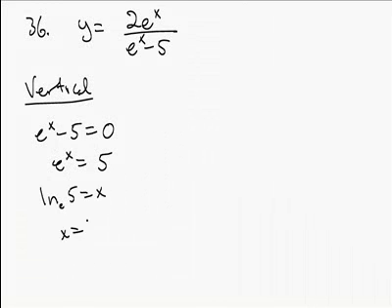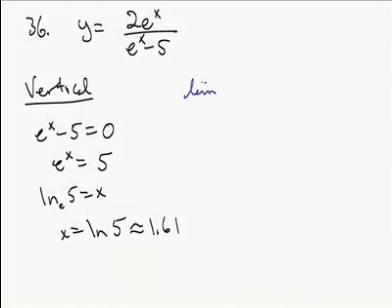So x is equal to the natural log of 5. So it looks like we're going to have a vertical asymptote at the natural log of 5, and that value is roughly 1.61. Okay, now let's check our limit here. Let's look at this vertical asymptote.